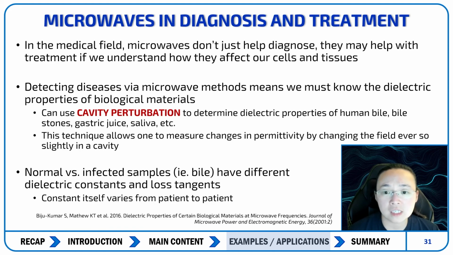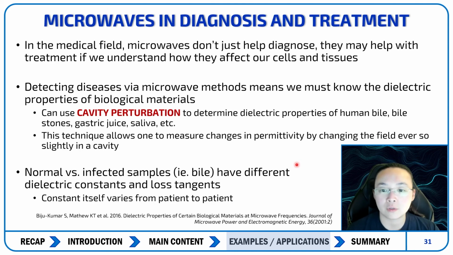So detecting disease is a huge thing nowadays, and through microwave methods, there's something that's called cavity perturbation. So in order to use this method, you actually have to know the dielectric properties of the biological material you're sampling. So cavity perturbation is when you determine the dielectric properties of human bile, bile stones, gastric juice, saliva, etc. by measuring a change in permittivity within a cavity.